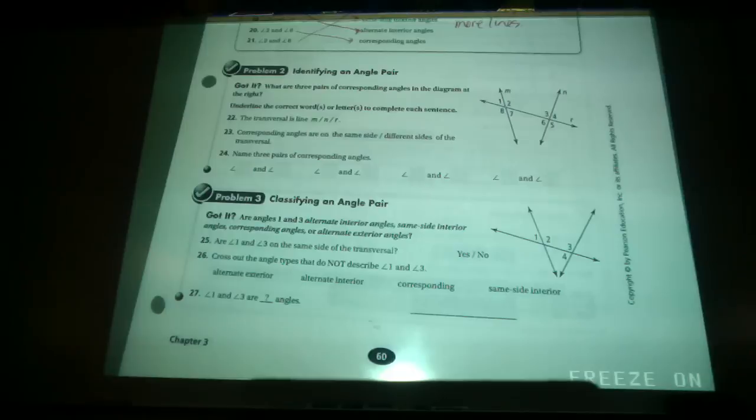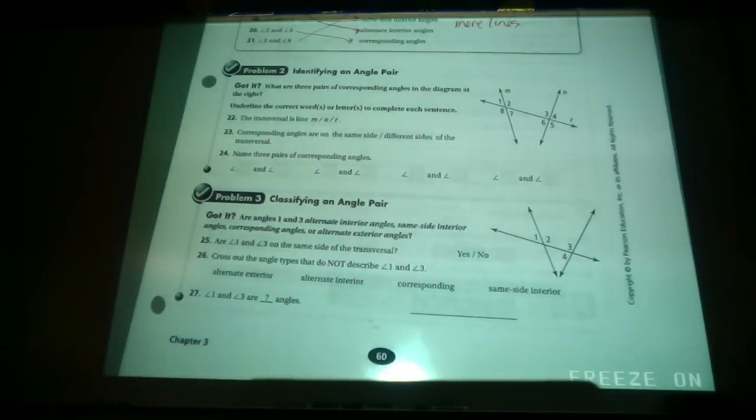All right, so let's talk about number 22. I could argue with you that the transversal line is any of them, the way they've written it. But you need to answer going with the obvious choice. So what's the obvious choice for the transversal line? R. Because this is the one that is truly intersecting both lines. Right now it's showing the intersections.